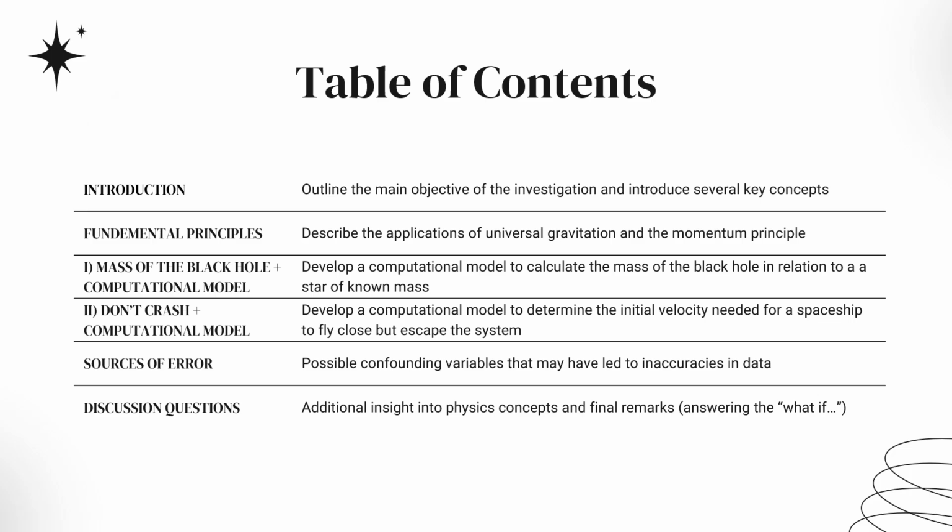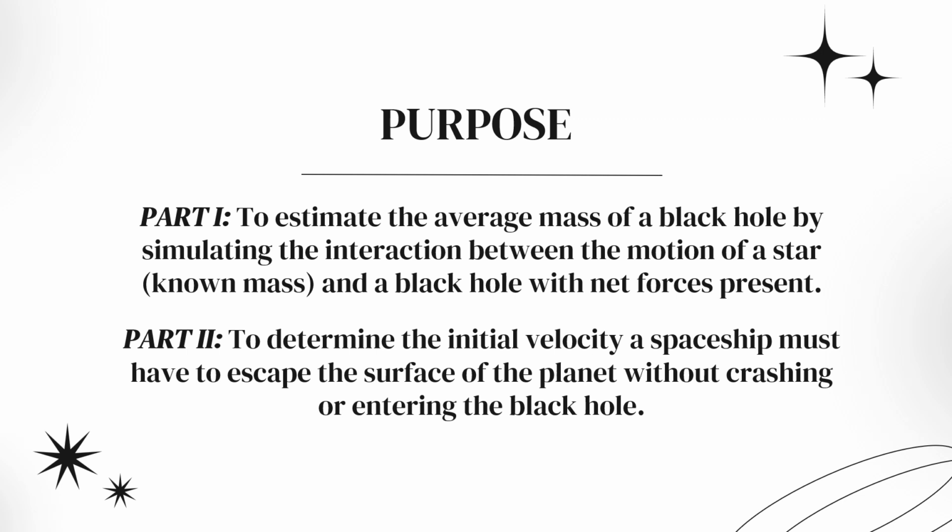Here's the table of contents, including the introduction, fundamental principles, Part 1, mass of the black hole and the computational model, Part 2, don't crash the computational model, sources of error and discussion questions. This lab is composed of two parts. In Part 1, the main objective is to estimate the average mass of a black hole by simulating the interaction between the motion of a star of known mass and a black hole with net forces present. In Part 2, we wanted to determine the initial velocity that a spaceship must have to escape the surface of a planet without crashing or entering the black hole.